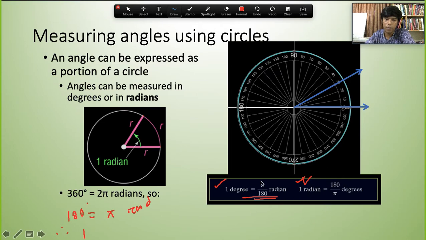And from where did this formula come? This formula came from the main basic idea that 360 degrees is equivalent to 2 pi radians.